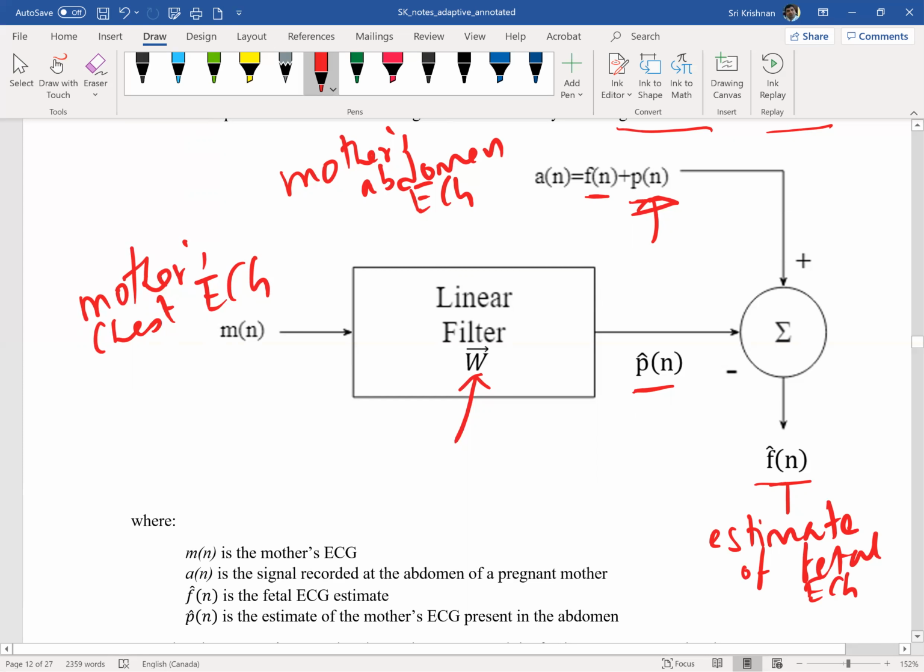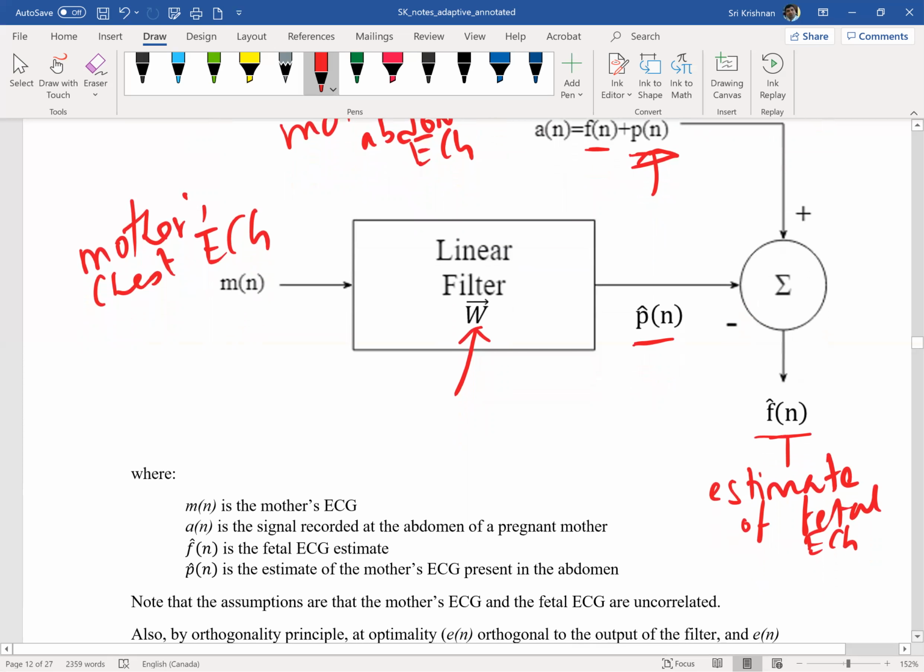Okay, so we have done this thing, and just to recap, Mn is the mother's ECG, An is the signal recorded at the abdomen of the pregnant mom, Fn is the fetal ECG estimate, and P hat n is the estimate of the mother's ECG present in the abdomen.